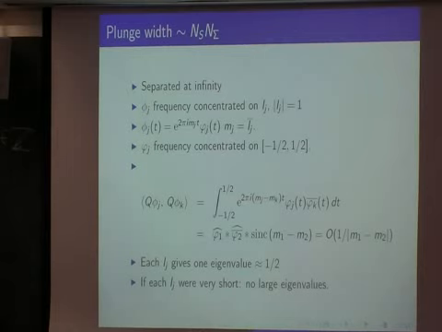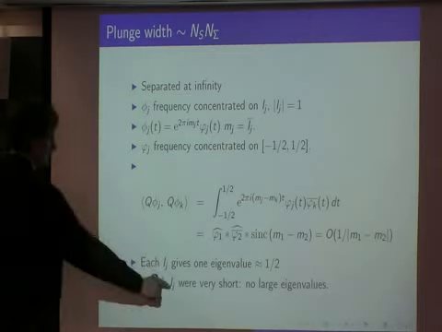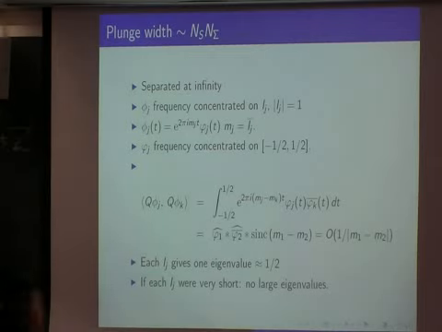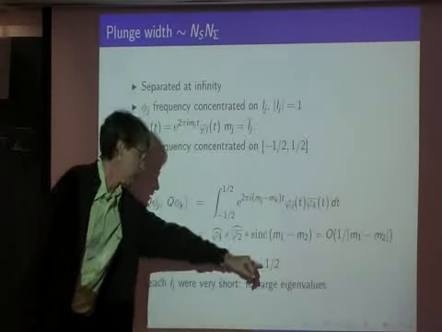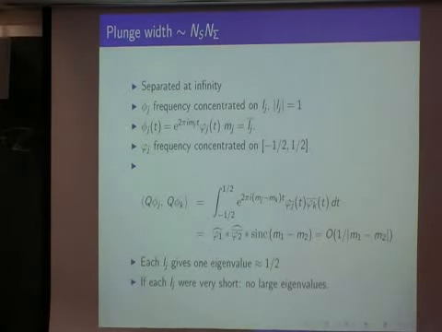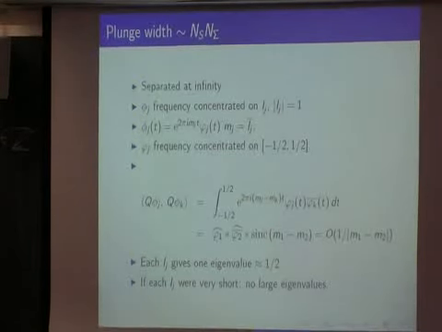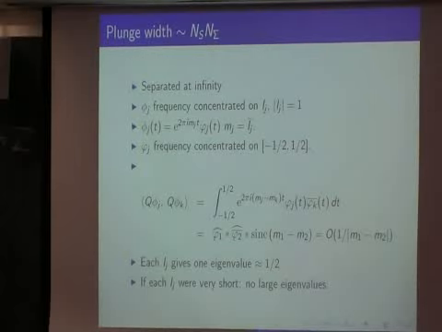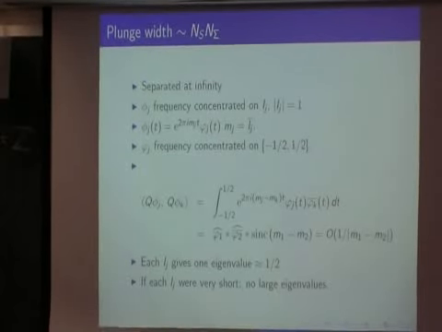Now, if these intervals were very short, then instead of each of them giving you an eigenvalue of approximately 1/2, they would only be able to give you a small eigenvalue. So if your frequency support were very sparse, then you shouldn't have any large eigenvalues, according to this heuristic argument.